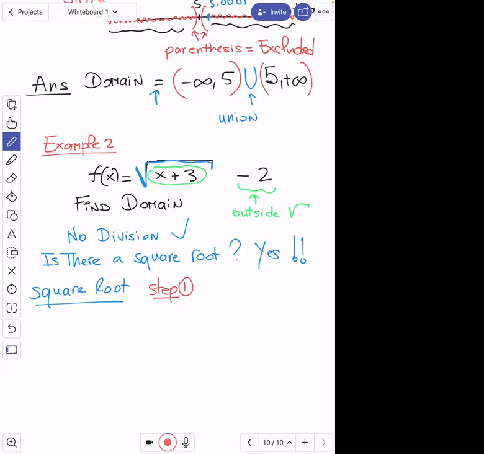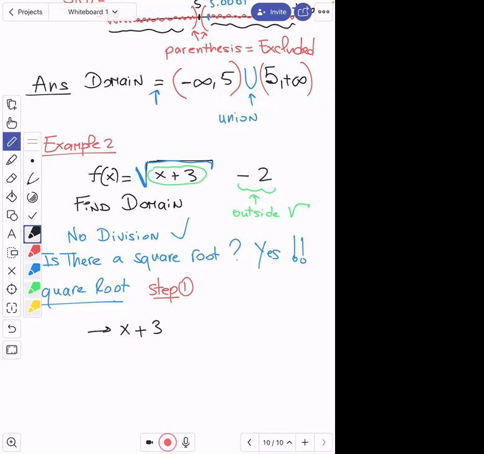Now, what's under the square root? It's x plus 3. That's what I have under the square root. And I need to make sure that this x plus 3 is positive or 0, right? Because if my x plus 3 for some reason is negative, then it's just undefined, because we cannot have negative numbers in the square root. So for example, if my x is negative 6, negative 6 plus 3 would be negative 3, right? And I'm not allowed to have negative 3 under the square root. So my input x cannot be equal to negative 6.